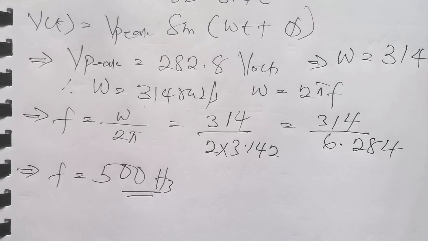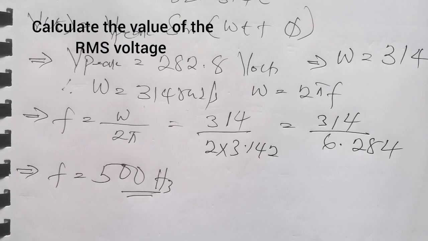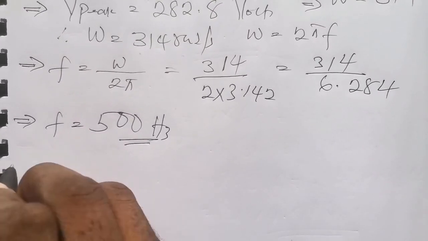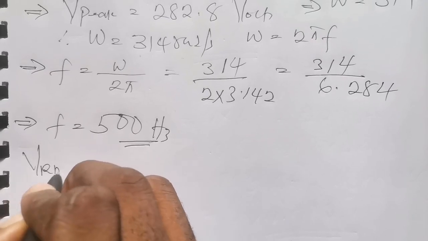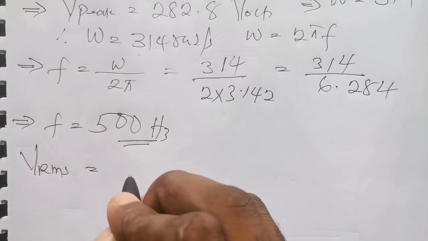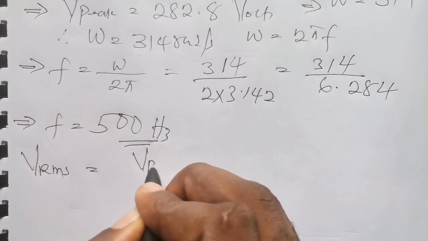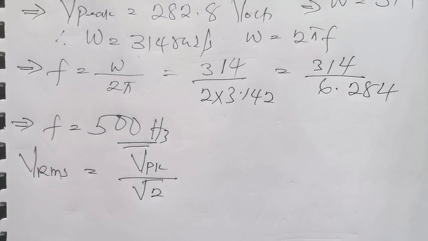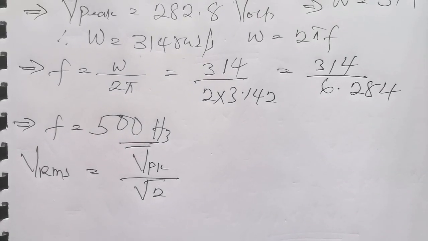Now the first part of the question says we should calculate the value of the root mean square voltage. Take note, the root mean square voltage V RMS is simply equal to the value of the peak voltage divided by the square root of 2. This is the formula to calculate the root mean square voltage.